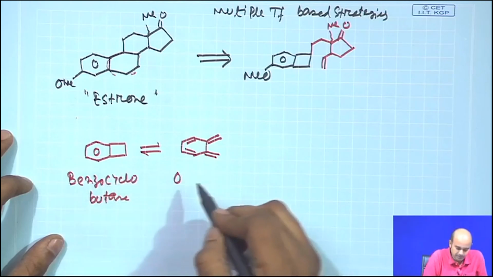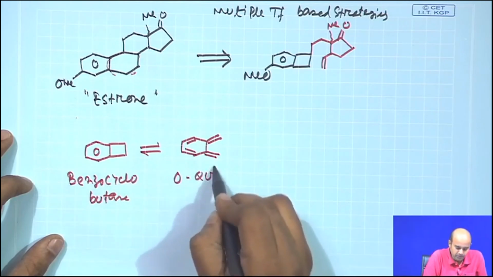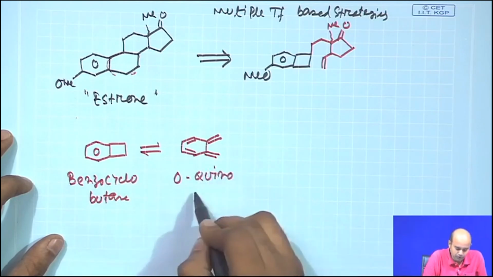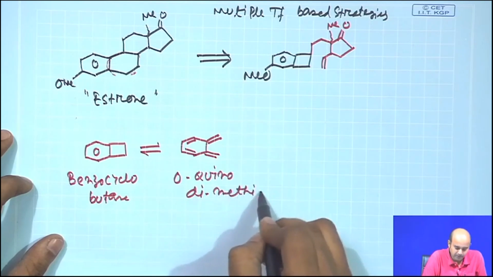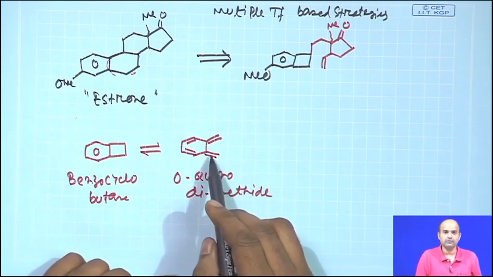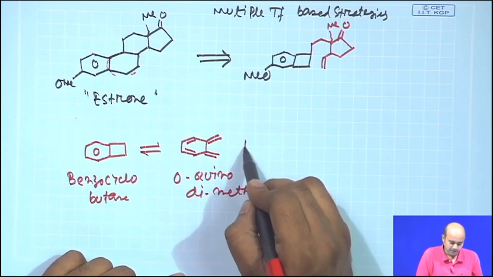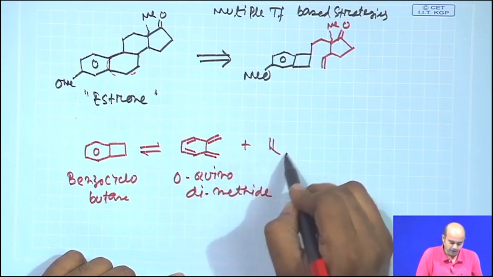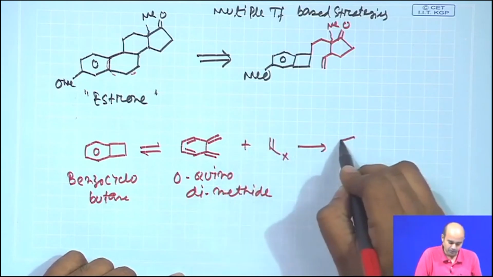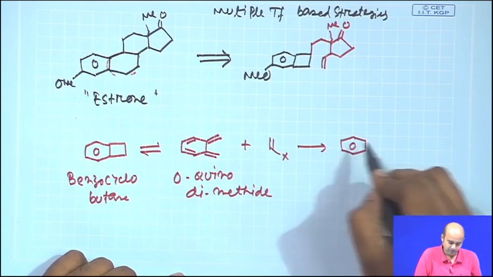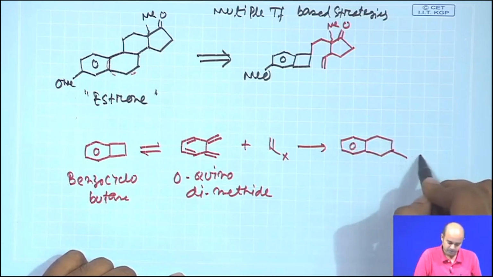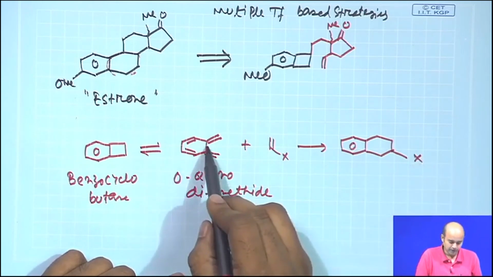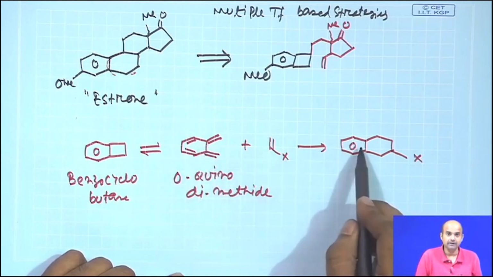This basically gives you an intermediate whose name is orthoquinodimethide. Now, these orthoquinodimethides are powerful dienes. If you have a suitable dienophile, it immediately undergoes ring closing, because the final left side ring is getting the aromaticity.